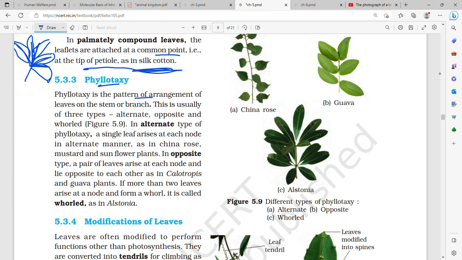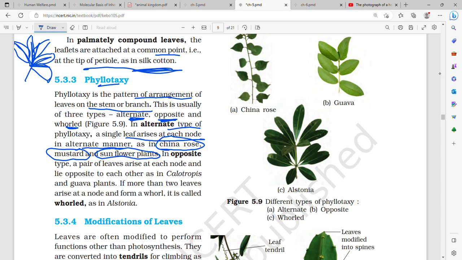Phyllotaxy. Phyllotaxy is the pattern of arrangement of leaves on the stem or branch. This is usually of three types: alternate, opposite and whorled. In alternate type of phyllotaxy, a single leaf arises at each node in alternate manner. For example, China rose, mustard and sunflower.